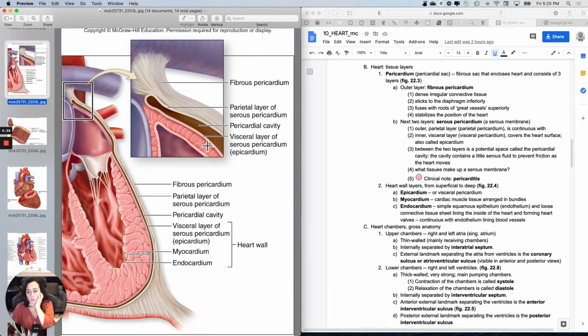And then remember, way back at the beginning of the semester, we talked about pericarditis. If you get this pericardium annoyed, irritated, it can start to overproduce fluid, which will actually put pressure on the heart and limit its ability to fill maximally.